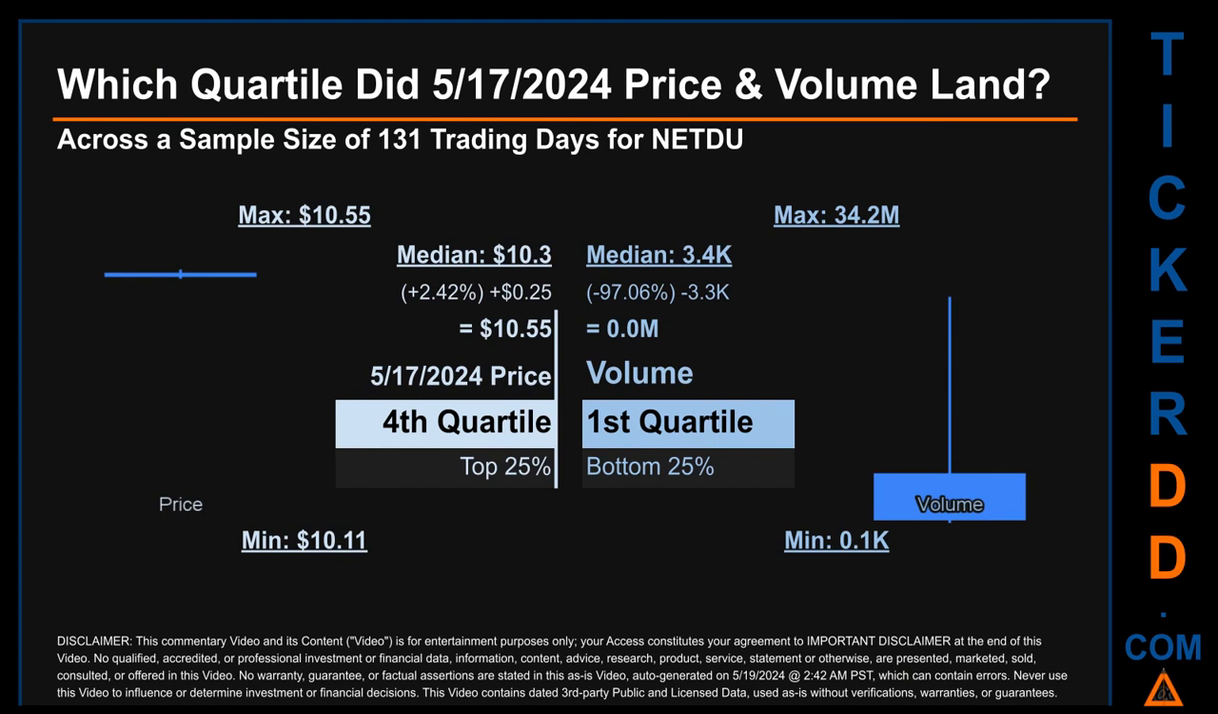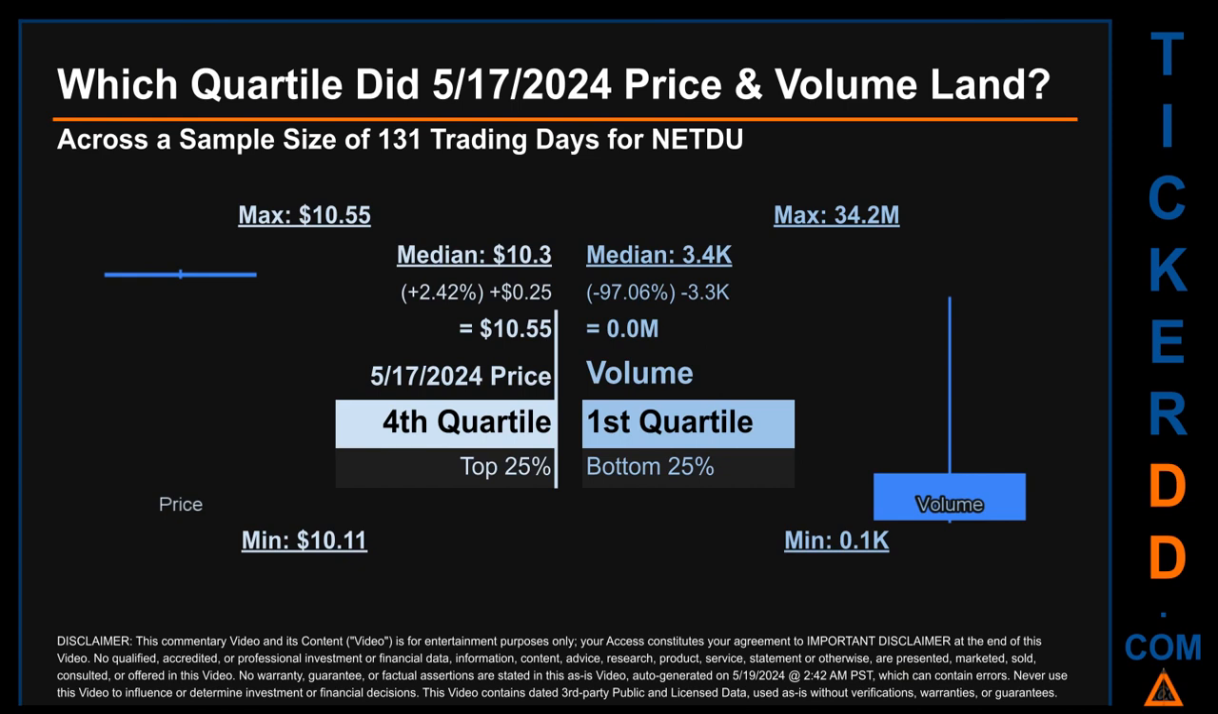Which quartile did May 17, 2024 price and volume land? Across a sample size of 131 trading days, the maximum end-of-day price for NETDU was $10.55 while the minimum was $10.11. Within that price range, May 17, 2024 price of $10.55 landed within the 4th quartile, meaning that it was within the top 25% of all sampled end-of-day prices.